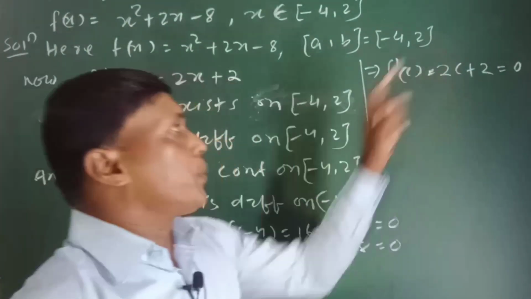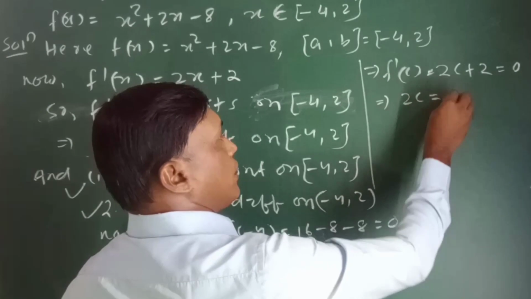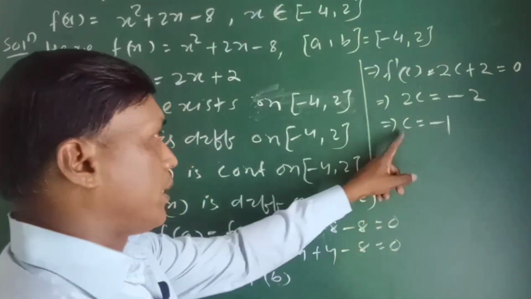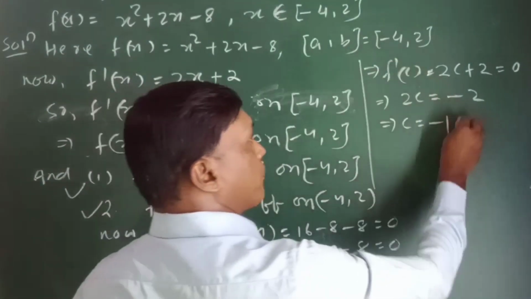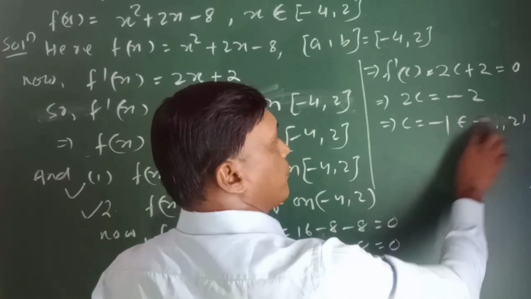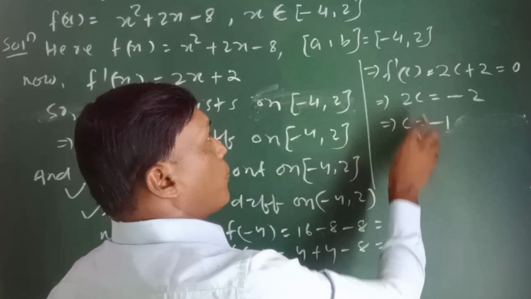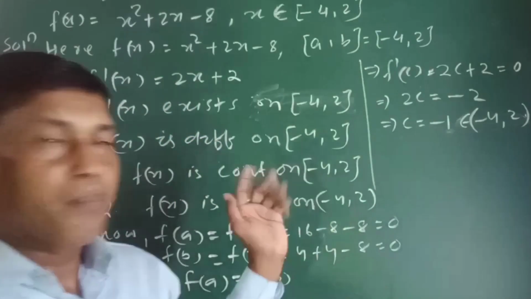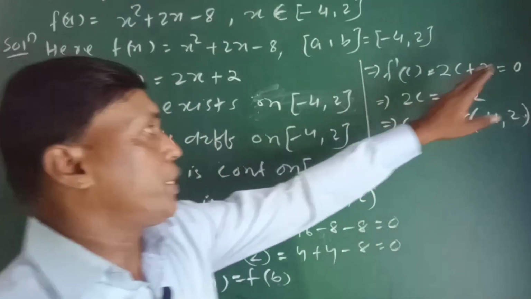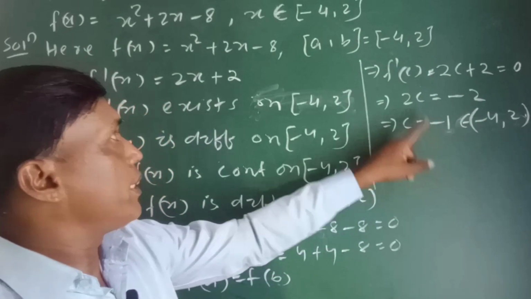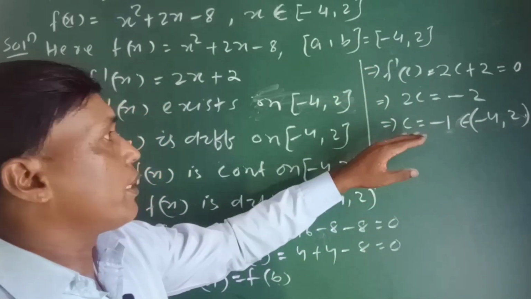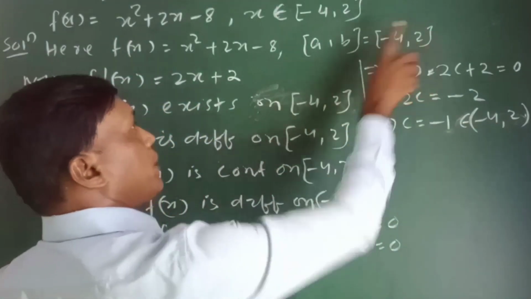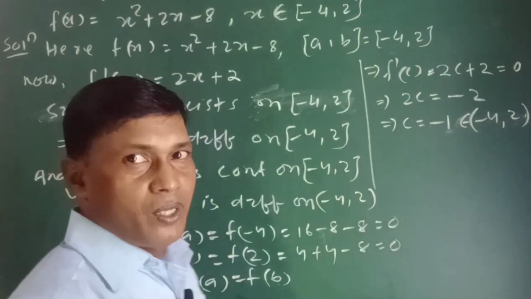First find f dash c, equate to 0, which implies 2c is equal to minus 2, implies c is equal to minus 1. Look at here, this c is equal to minus 1, which belongs to the open interval minus 4 to 2. So we find a point where the first derivative is 0 at minus 1, and minus 1 lies between minus 4 and 2. So there exists a point in this interval where the first derivative is 0 and Rolle's theorem is verified.